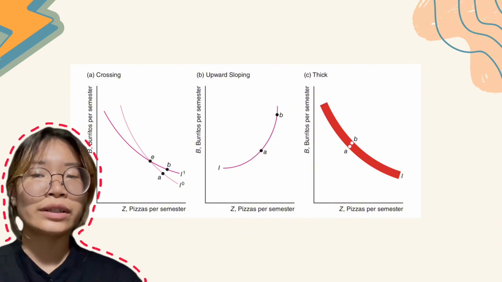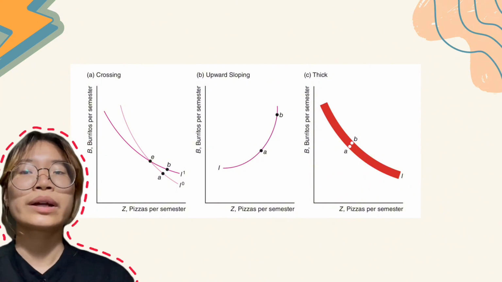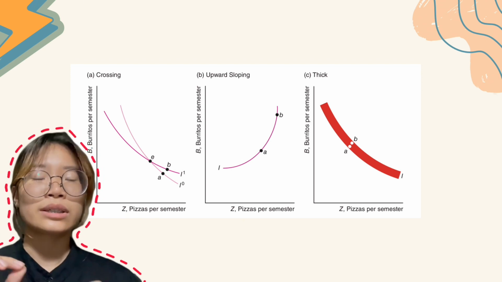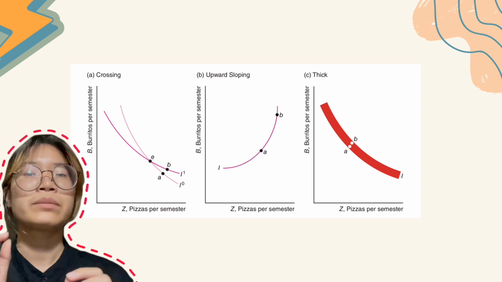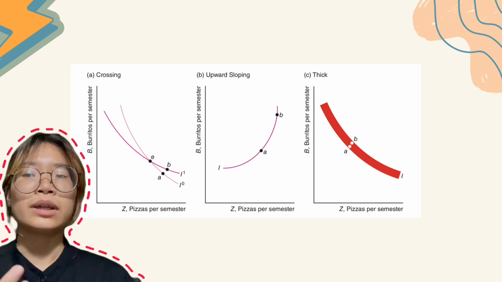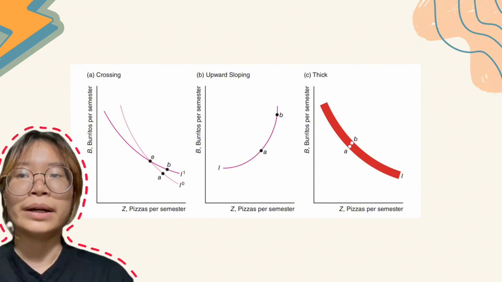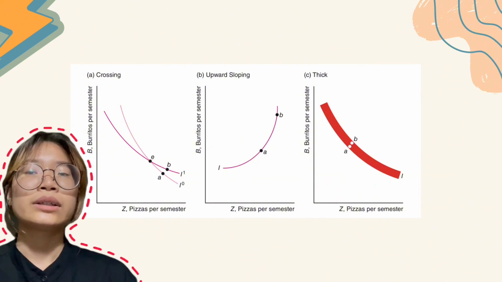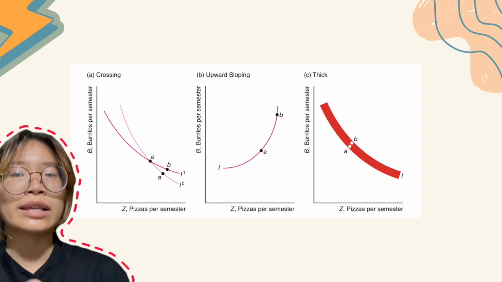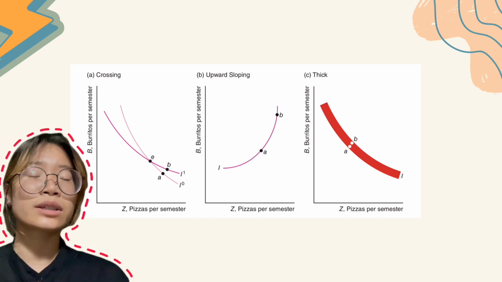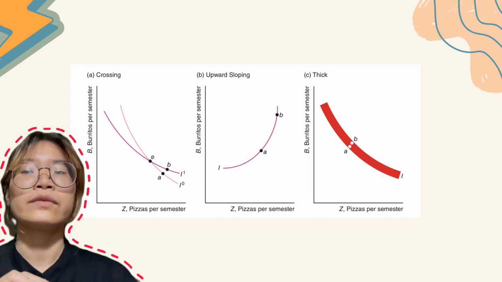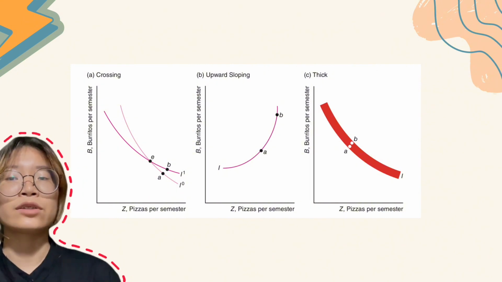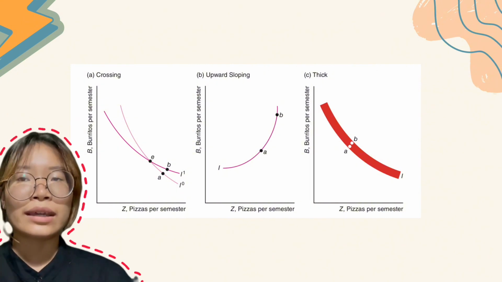Suppose that indifference curve I slopes upward. The consumer is indifferent between B and A because they lie on I, but prefers B to A by the more-is-better assumption. Because of this contradiction, an indifference curve cannot be upward sloping. And the last one, thick.